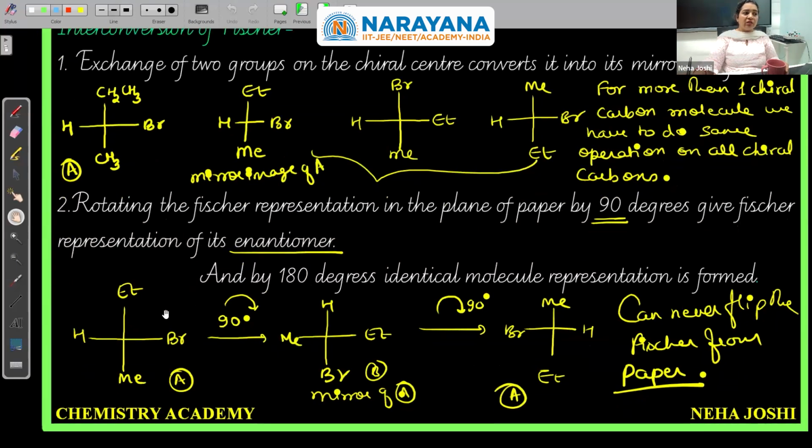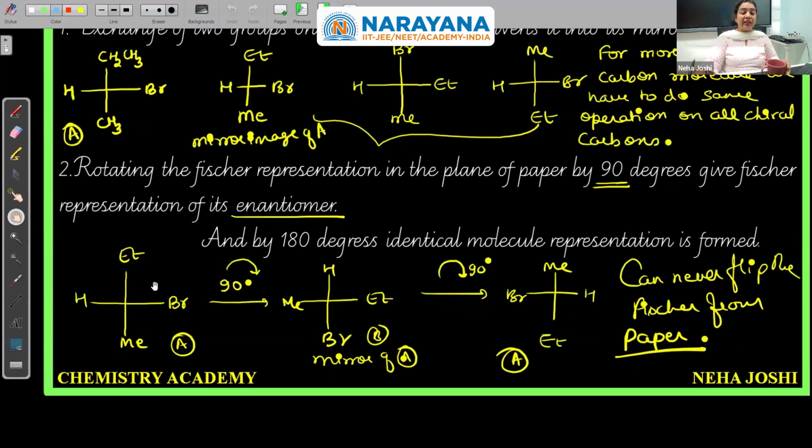Rotating the Fischer projection in the plane of paper by 90 degrees, you can never bring it out of the plane of paper, because then the horizontal and vertical conventions will be disturbed. So you cannot flip it out of the paper, but in the plane of paper, like a chakra, you can spin it. If you rotate by 90 or 270 degrees, you will again have a mirror image representation. And this we can prove by RS.